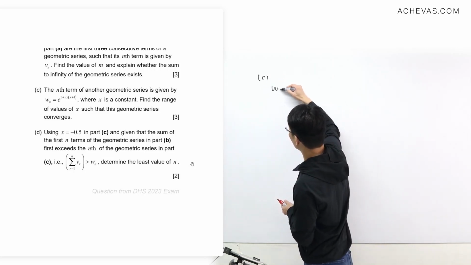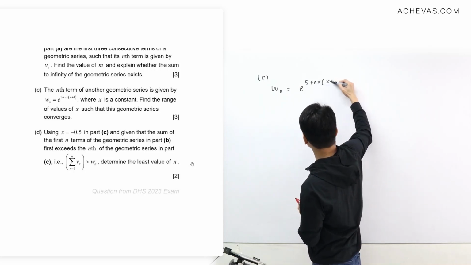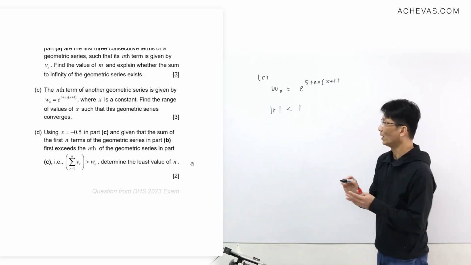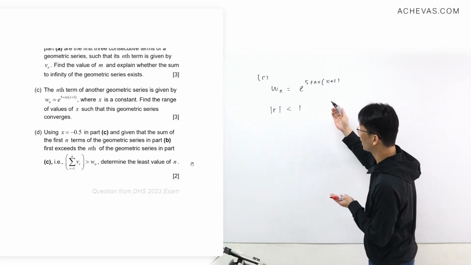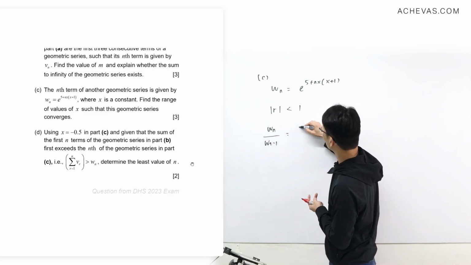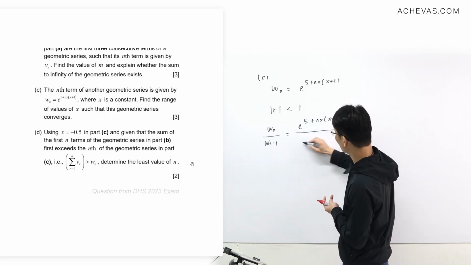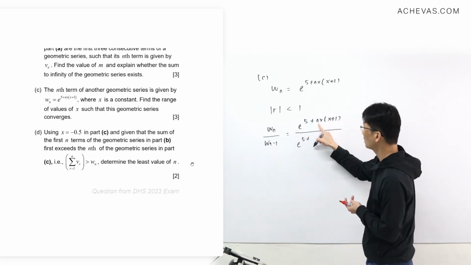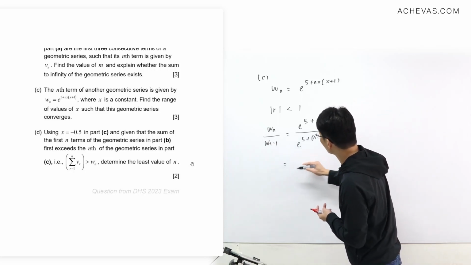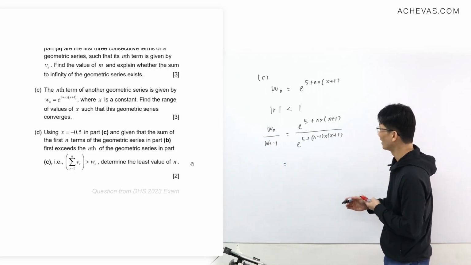Let's write down the equation first. Wn will just be equal to e to the power of 5 plus nx, x plus 1. And the question says it's converging, so we know that the modulus of the common ratio is less than 1. To determine the common ratio from a general expression, we can just use Wn divided by its preceding term, which is equal to e to the power of 5 plus nx, x plus 1, divided by e to the power of 5 plus, replace all the n I see here with n minus 1, I will get this. And we are supposed to simplify this expression here. It's a bit complicated, but no choice, we still have to simplify this.